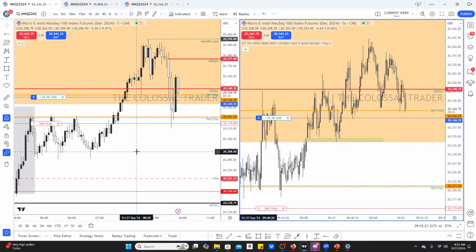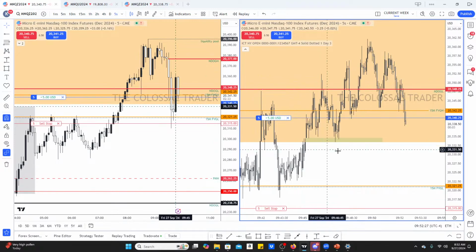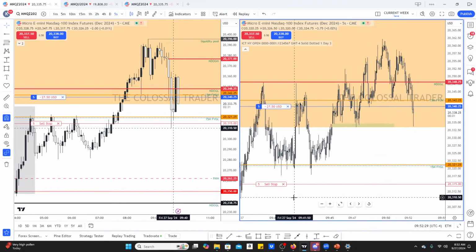Now again, if we start going outside of this fair value gap on a weekly chart right here, price starts going outside of here, and then I think these lows are in jeopardy for sure.